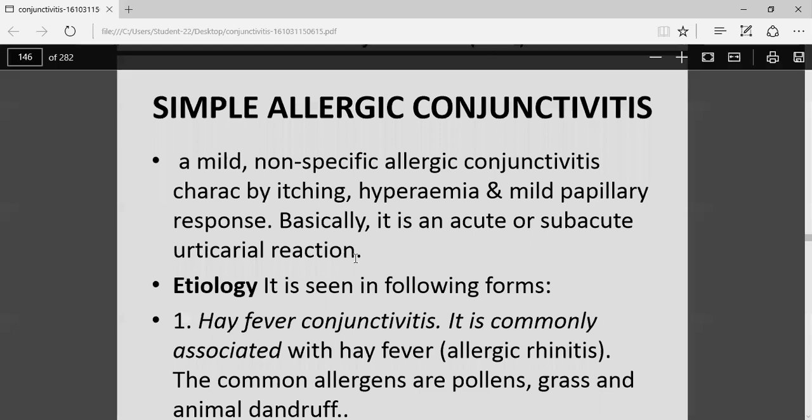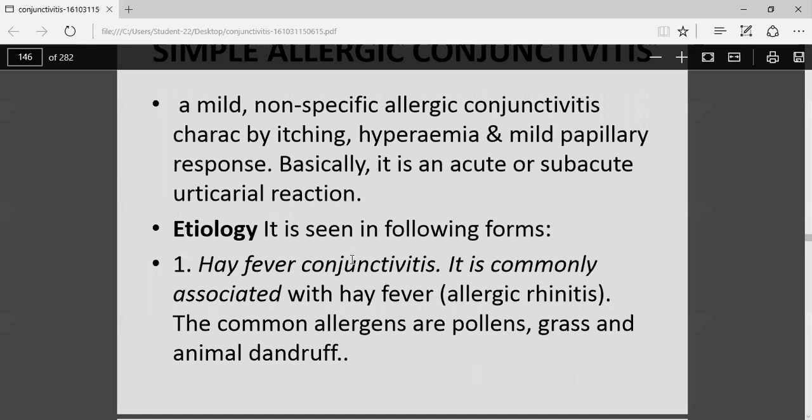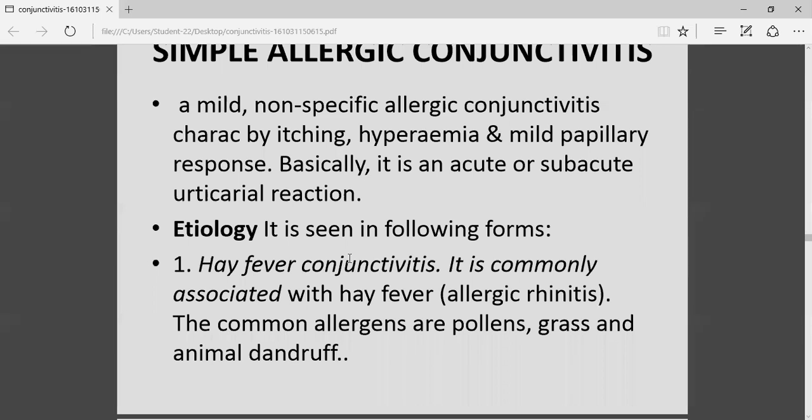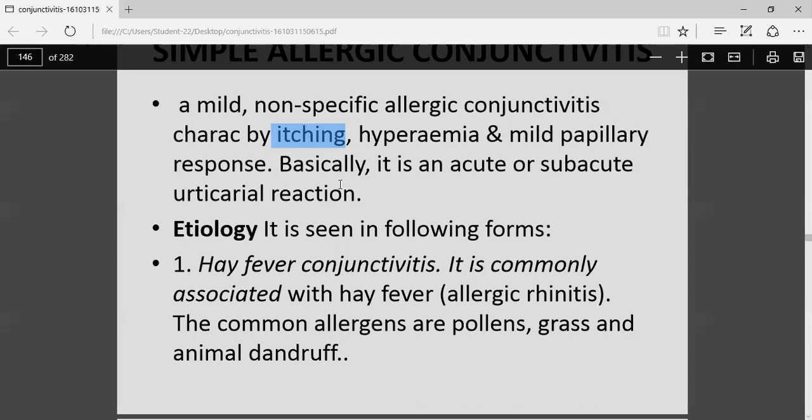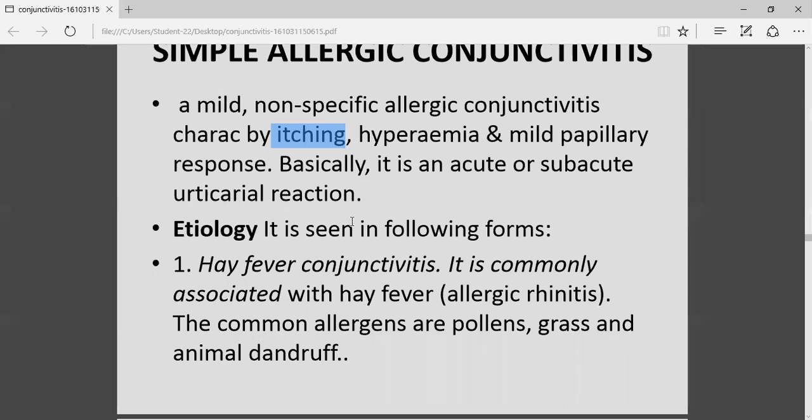Now, in simple allergic conjunctivitis, there is itching, hyperemia, papillary response. Now, remember that papillary reaction is a hallmark of allergic type of conjunctivitis. Congestion is also found in any type of conjunctivitis, while itching is again a diagnostic symptom of allergic conjunctivitis. Itching doesn't occur in other types of conjunctivitis, while in simple allergic conjunctivitis or any other type of allergic conjunctivitis there is itching, and itching is the hallmark of this.